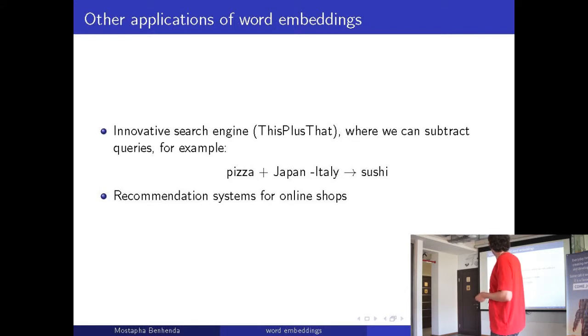And another application is recommendation systems for online shops, because once you know the similarity between your words, for example, if you like jeans, maybe you will like a shirt, something that is similar to your previous purchase.